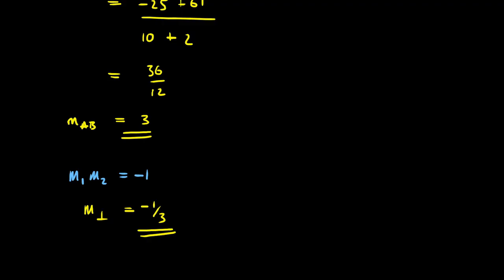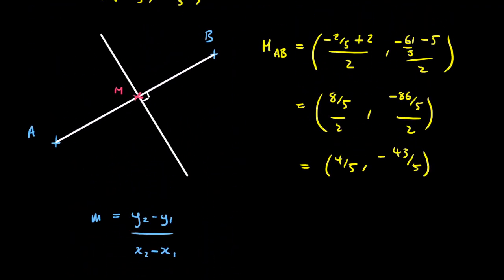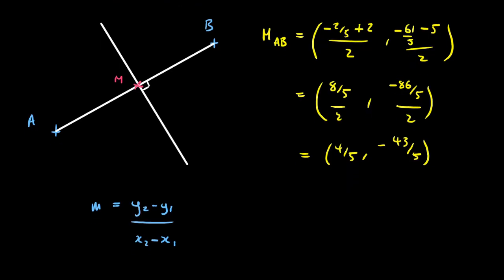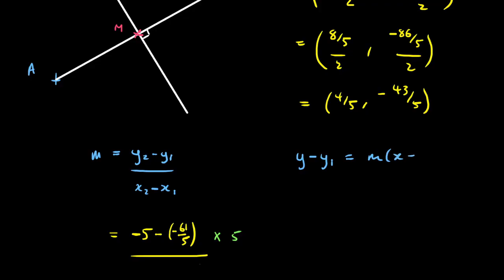So we've got the gradient of our perpendicular bisector, which is -1/3, and we've got the coordinate that it goes through, which is our midpoint. So then we can use our formula for a straight line. The formula for a straight line is y minus y1 is equal to m(x minus x1). Then we just have to substitute our points into there.